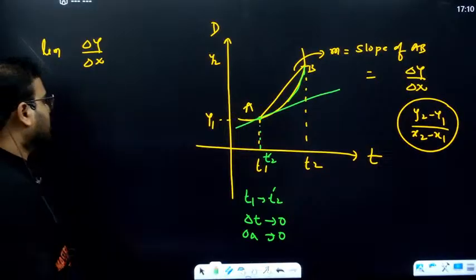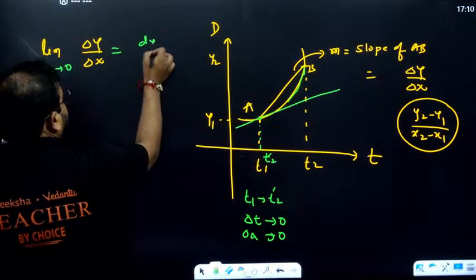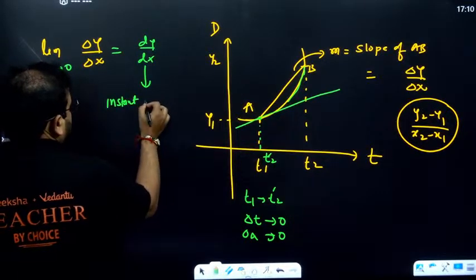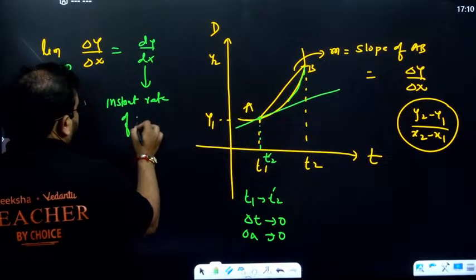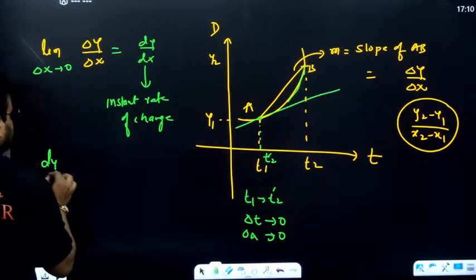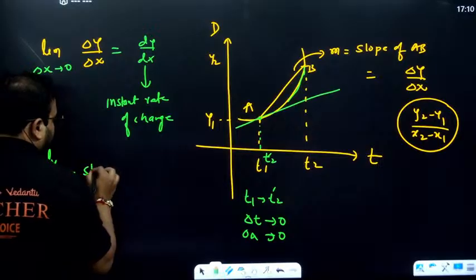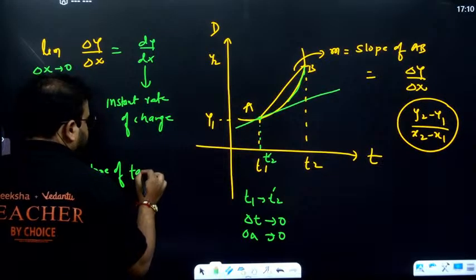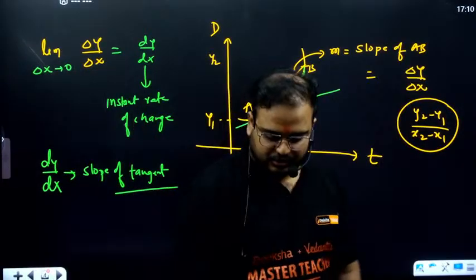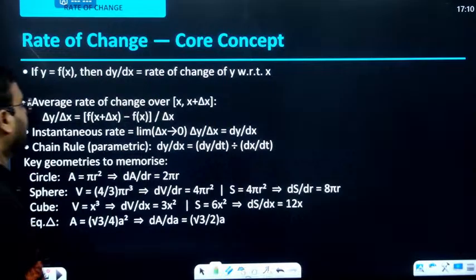This will become a tangent. So basically when I take delta x to 0, this transforms into dy by dx, and this is called the instantaneous rate of change. Okay, and what does this dy by dx represent, guys? This dy by dx is a derivative that represents the slope of the tangent. Dy by dx is the slope of the tangent. Clear? Okay, let's move on.